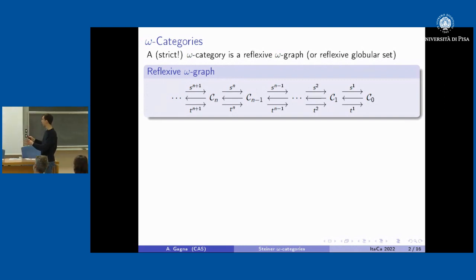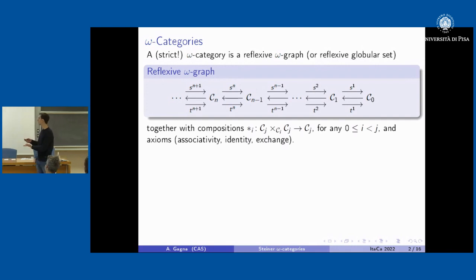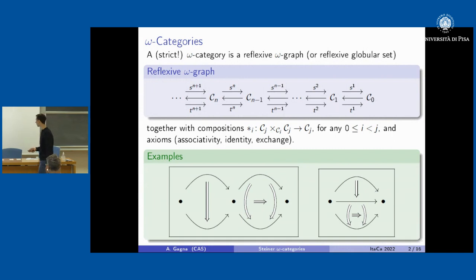Okay, this is the data plus another piece of data that are the composition, of course, because we have categories. Composition for any dimension bigger or equal than 0. This is the dimension with which you glue these pieces together, and several axioms of associativity, identity, exchange, etc. There are several ways to say this. You can also define omega categories by enrichment, and they are, of course, equivalent. So, examples to keep in mind are the usual drawings of objects, one arrow, two arrows, three arrows, and gluing among them in all the possible ways you can imagine.